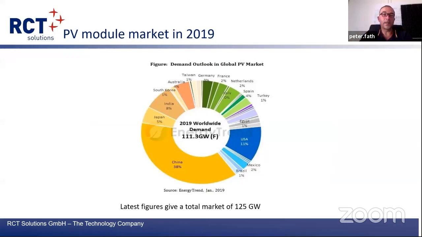Here you see the demand outlook in the PV global market. The biggest demand is in China. Then we have the USA, which is strong. We have the whole of Europe, which is a big market. And of course, India is growing so sharply. Your government is so visionary and so good. They really are pushing photovoltaics. And we should do it to preserve our world and nature.